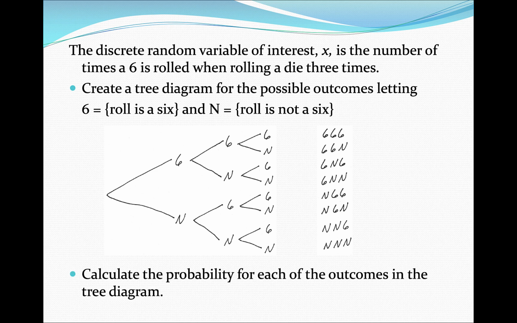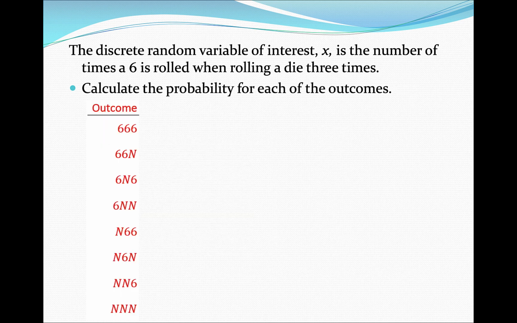The next thing we're going to look at is the probability for each of these outcomes in the tree diagram. So we're going to calculate the probability for each of these outcomes in the tree diagram. So this is a little neater and a little cleaner. So here we just have those outcomes that we had listed from the tree diagram. So the first outcome is that we get 3 6s. The second outcome is that we get a 6, not a 6, and so on. But we have those outcomes listed here.